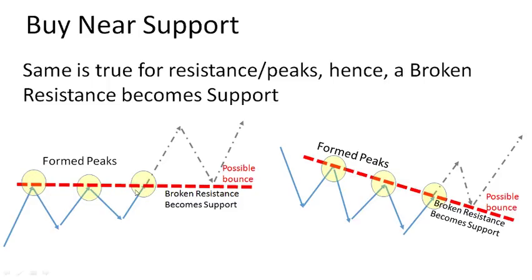This is a resistance. And then price breaks above this resistance line, the next time price revisits this area, there would be a possible support, a possible bounce. So we're just saying a broken resistance becomes support. Ganun naman pagka may angle yung mga peaks. Once this is broken, the next time it revisits this line, there's a possible bounce.